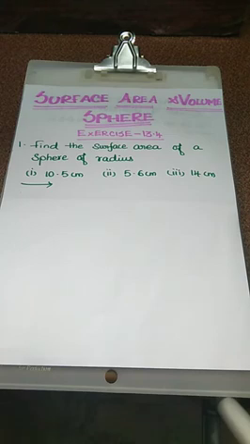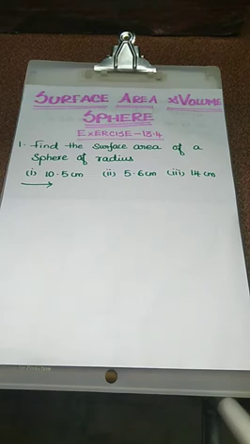And the next one, hemisphere. Actually hemisphere is half of the sphere only. Here also we are using radius only. So what is the CSA of a hemisphere? That is 2 pi r square. And another one, TSA of a hemisphere 3 pi r square. Volume of a hemisphere 2 by 3 pi r cubic units.